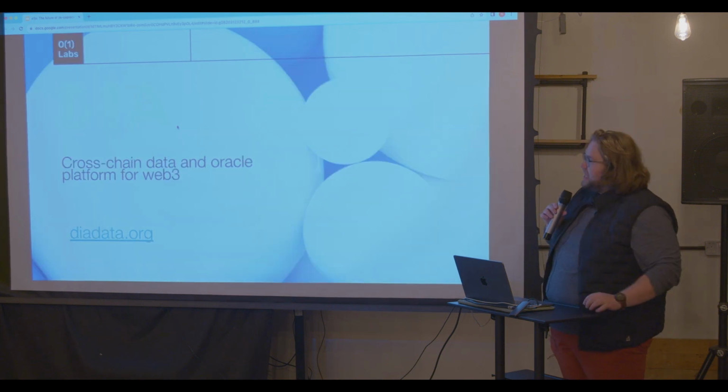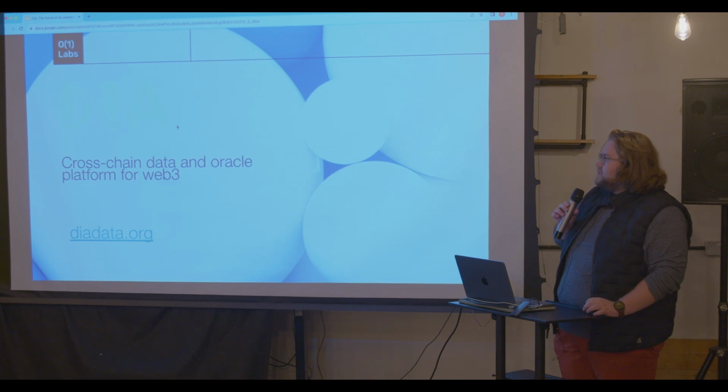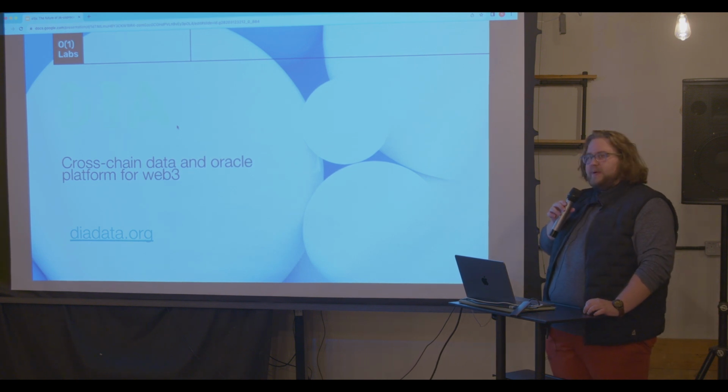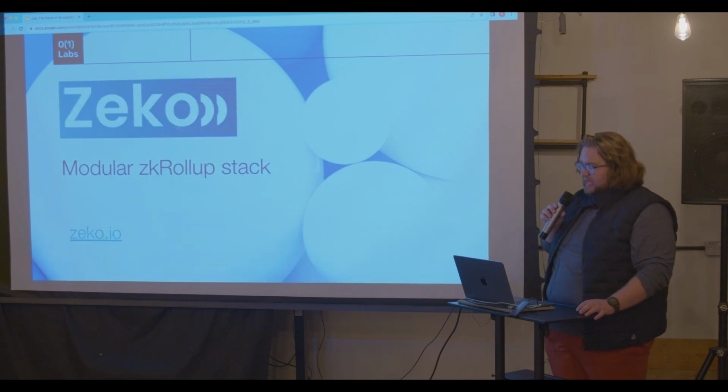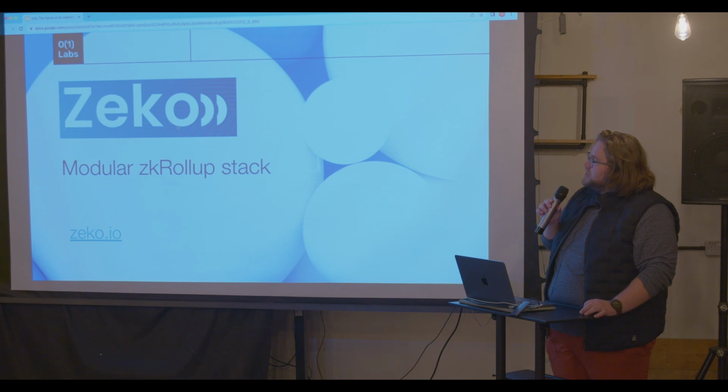So yeah, then there's Dia. Dia is a cross-chain data and oracle platform for Web3. They're using zero-knowledge proofs to testify to the correctness of the data and the integrity of the computation that's happening off-chain. Very interesting project as well. And one more, Seco. Seco is a modular ZK rollup stack, which is looking at building ZK rollups in a modular way, which is also very, very interesting.